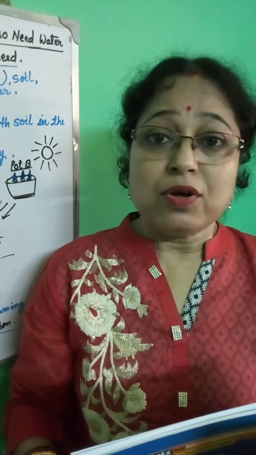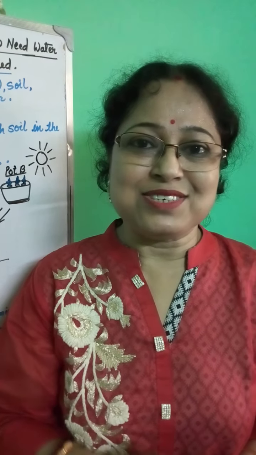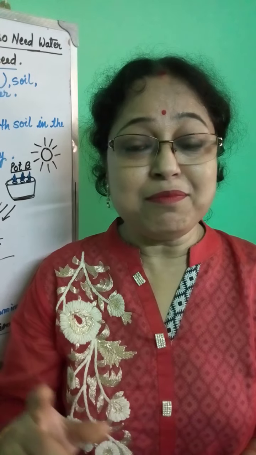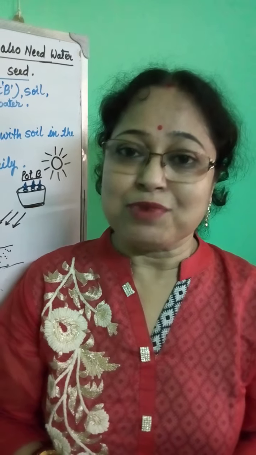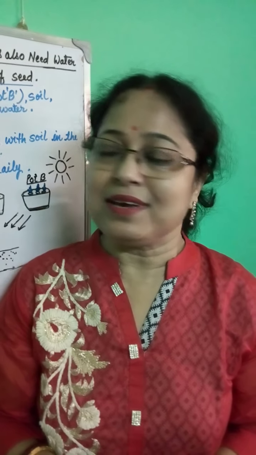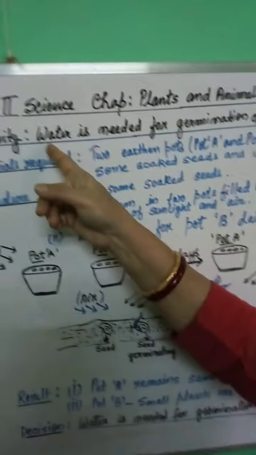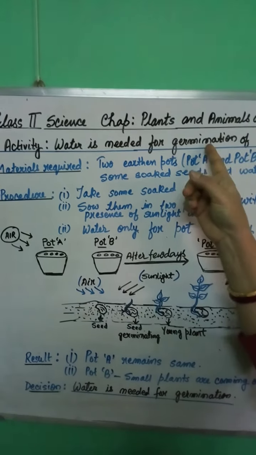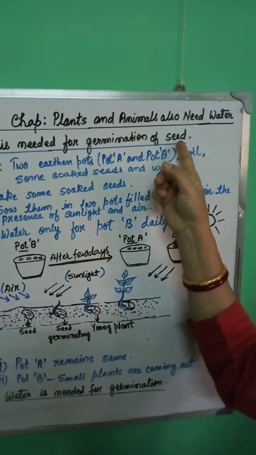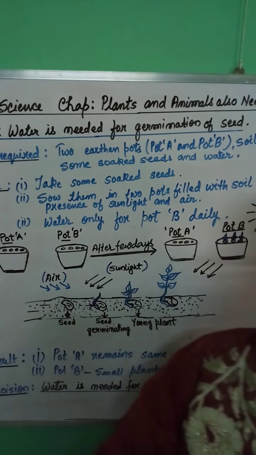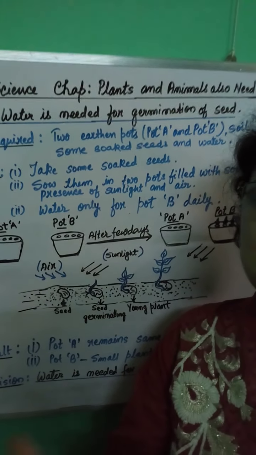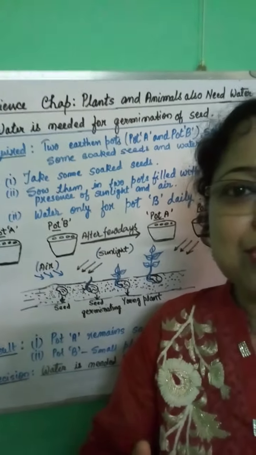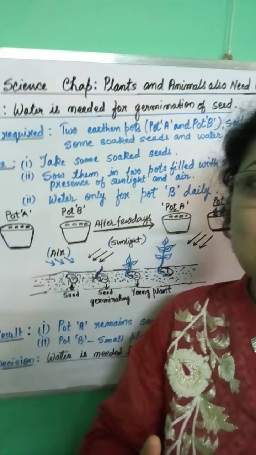Now we will do one activity. An activity must be done in this chapter. What is that activity? The activity is: water is needed for germination of seed. So students, water is needed for germination of seed. What is germination? Germination means the growing of a seed.